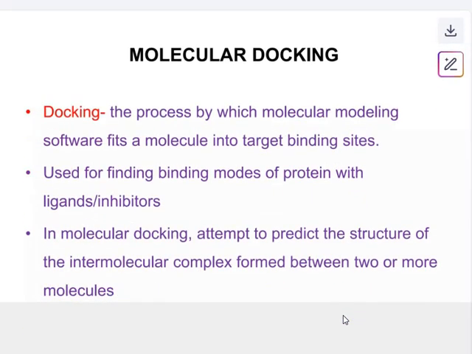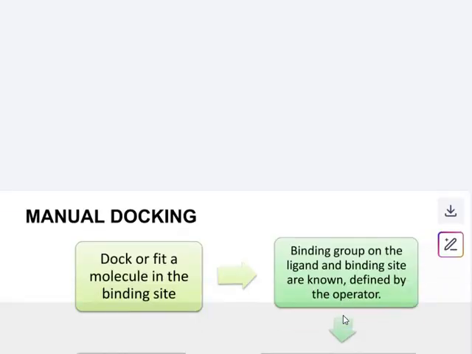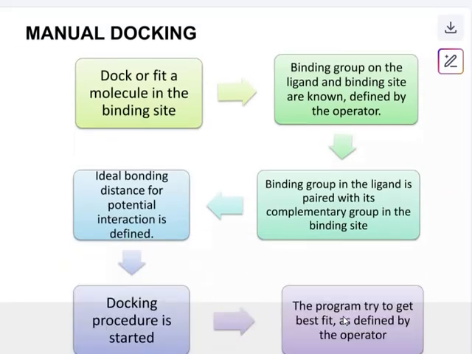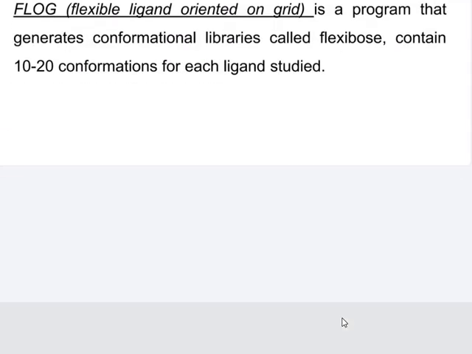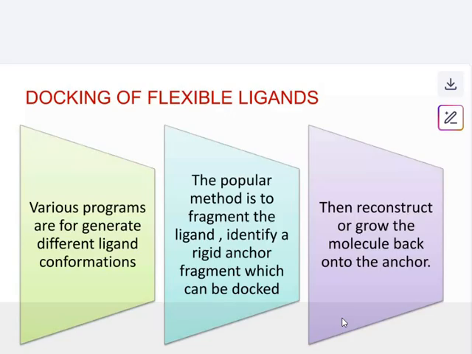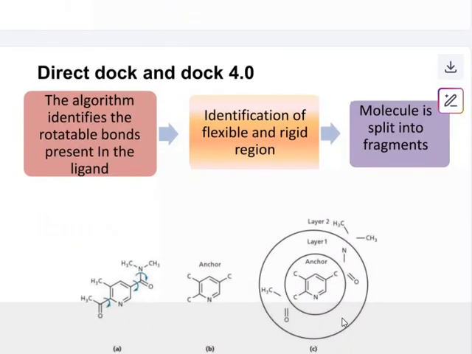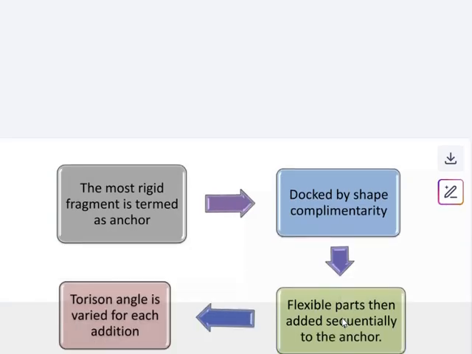So, molecular docking is the process by which molecular modeling software fits a molecule into a target binding site, used for finding binding modes of protein with ligand or inhibitors. Molecular docking attempts to predict the structure of the intermolecular complex formed between two or more molecules. So, this is the manual docking process, friend. Flexible docking: now you can see the docking of flexible ligands, DIRECT, DOCK and DOCK 4.